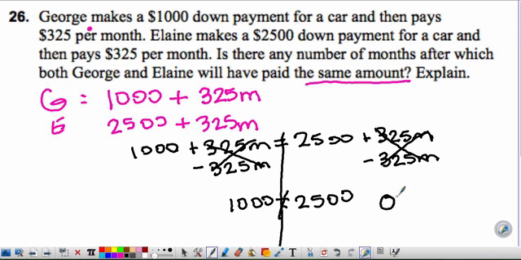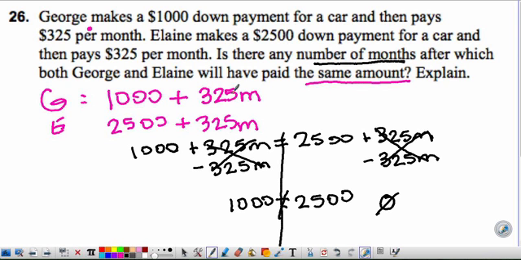No solution. That means there is no number of months in which George and Elaine will have ended up paying the same amount. If they're paying the same per month, Elaine is always going to have paid $1,500 more than George. Now, if George's monthly payments were more than Elaine's, then eventually he would catch up to her. But because their monthly payments are the same, Elaine's always going to have paid more. Does anybody have any questions about this one?